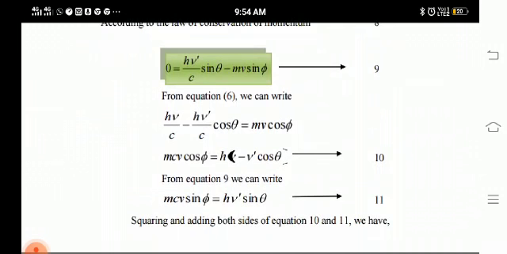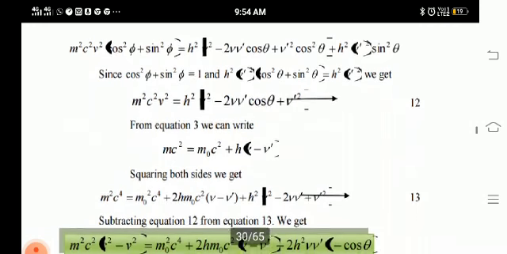So we get the momentum by squaring and adding both the sides of equation number 10 and 11. So we get m squared c squared v squared is equal to h squared plus nu squared minus 2 nu nu dash cos theta plus nu dash squared.